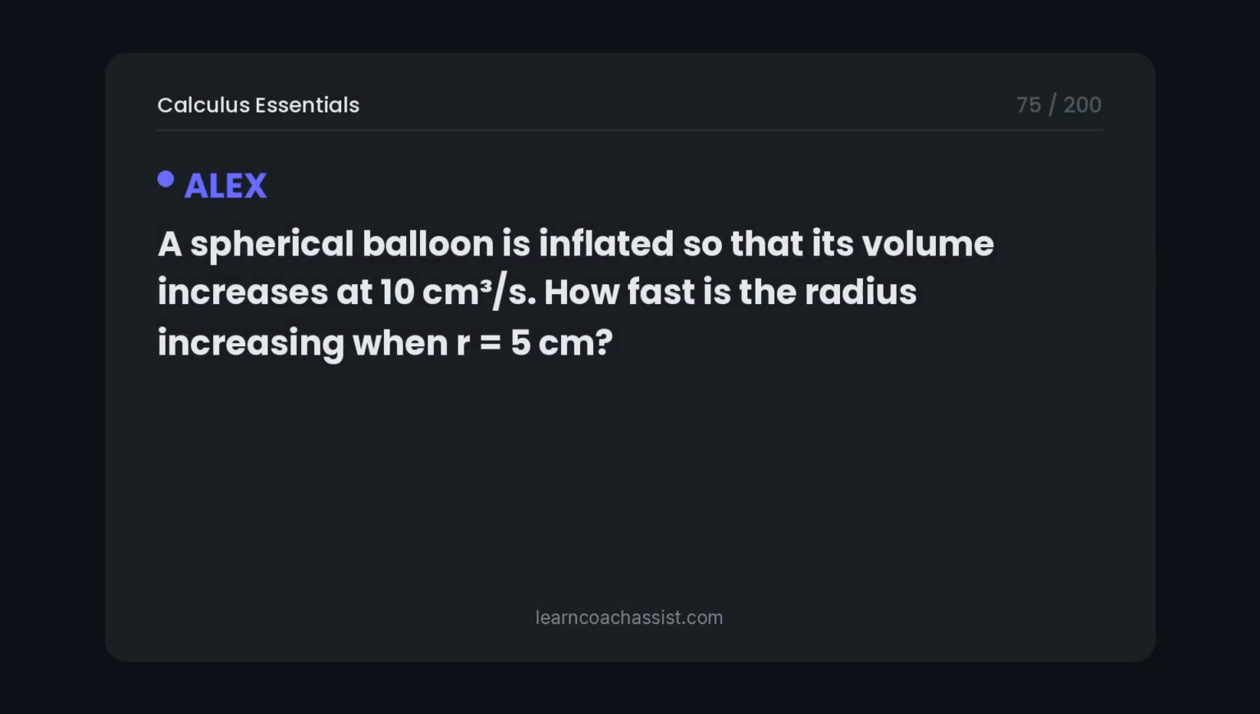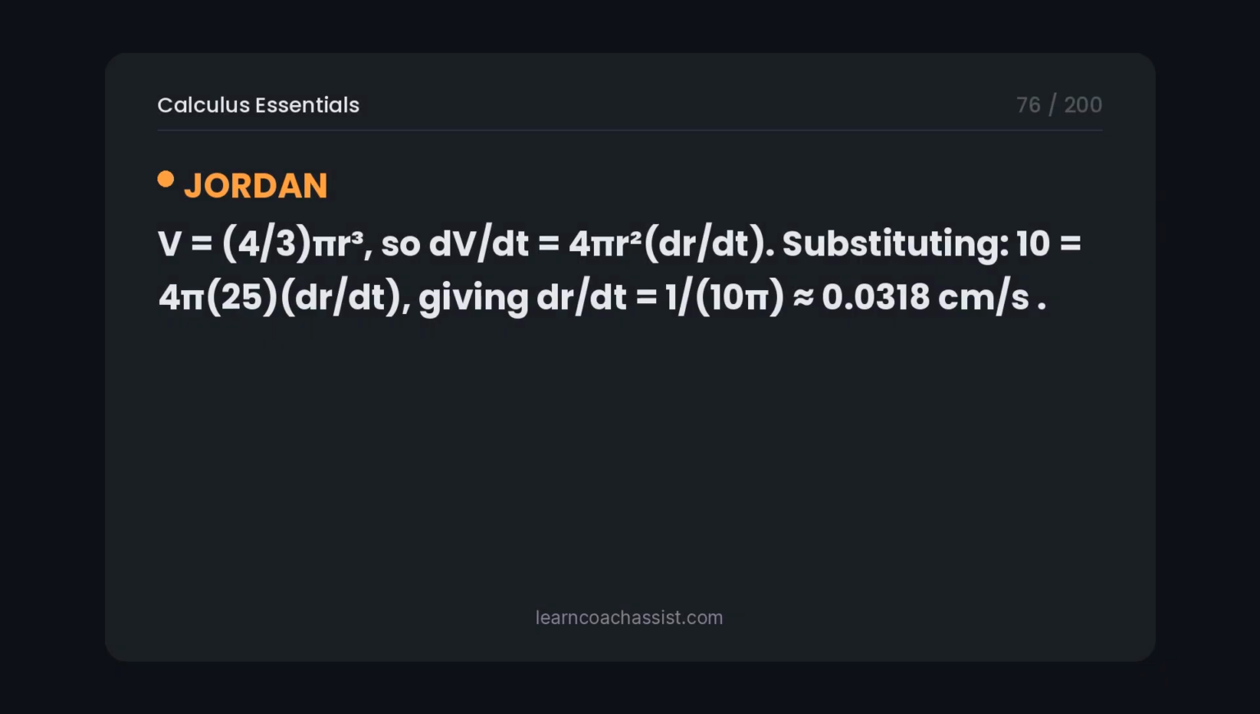A spherical balloon is inflated so that its volume increases at 10 cubic centimeters per second. How fast is the radius increasing when r equals 5 centimeters? V equals 4/3 pi r^3, so dV/dt equals 4 pi r^2 dr/dt. Substituting, 10 equals 4 pi (25) dr/dt, giving dr/dt equals 1/(10 pi) ≈ 0.0318 centimeters per second.